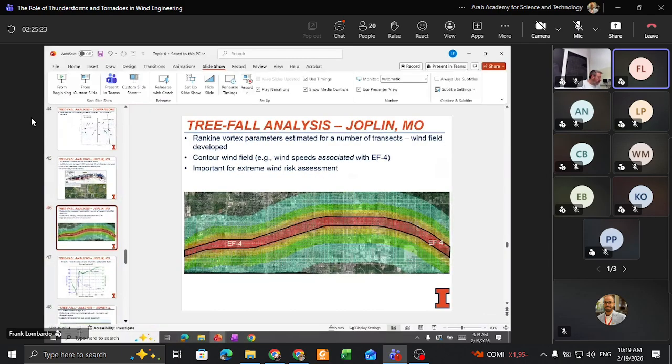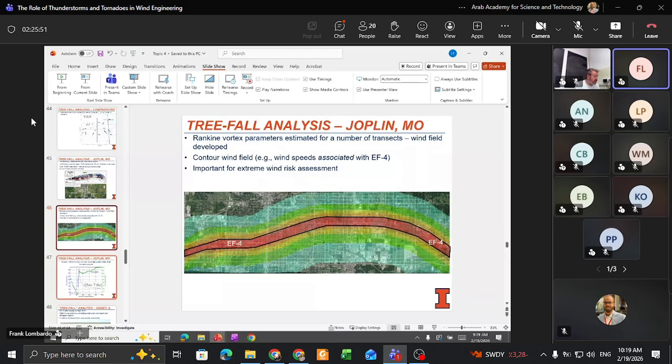Okay, and so what you can do, similarly, you have your Rankine vortex parameters. You generate the modeled tree fall, you compare it to the observations. Your best match then is the wind field that you'll use as your estimate. And so here's an example from this particular one in Missouri, where this is the maximum wind speed, and it got close to EF5, EF4 here. I think it was like 80 to 85 meters per second was our maximum estimate.